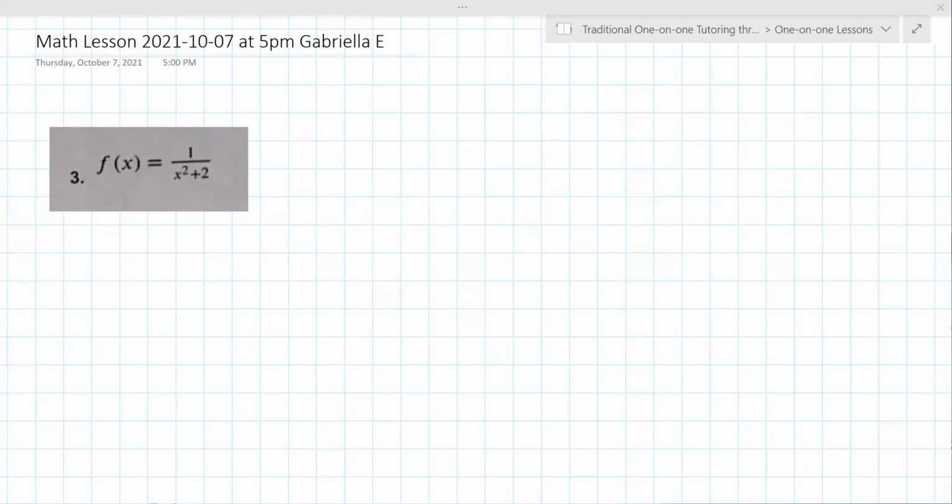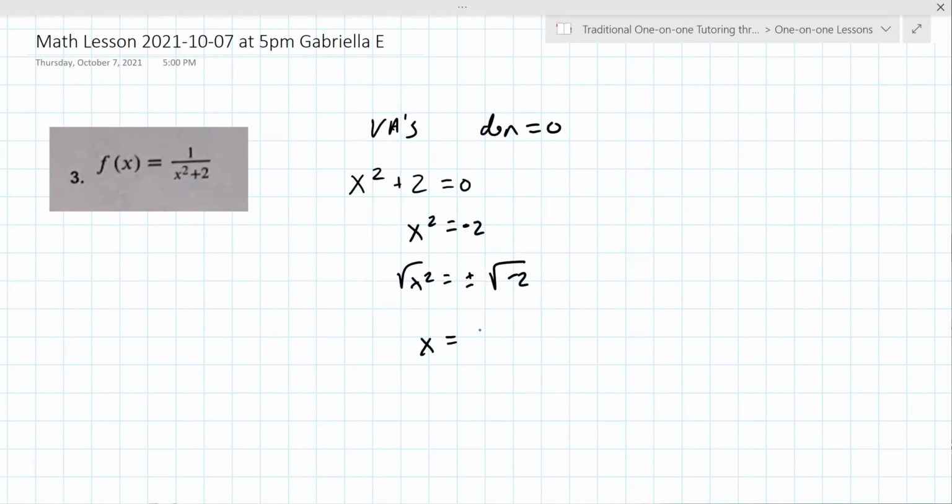When the denominator equals 0. So you have to set x squared plus 2 equal to 0. So vertical asymptotes are when the denominator equals 0. When you solve this, you get x squared equals -2. And when you take the square root of both sides, you get plus or minus the square root of -2. Okay. And this is an unknown value.